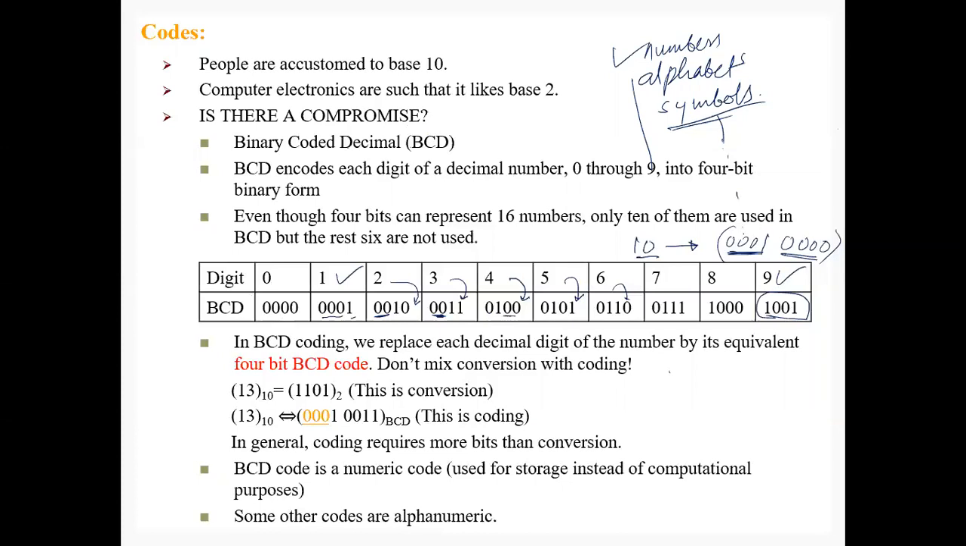BCD is one example of a numeric code, numeric only. It represents numbers, that's why we call it numeric code. Now we need not only numbers, we need some other things also. That kind of code is called alphanumeric code. It represents numbers, alphabets, and symbols.